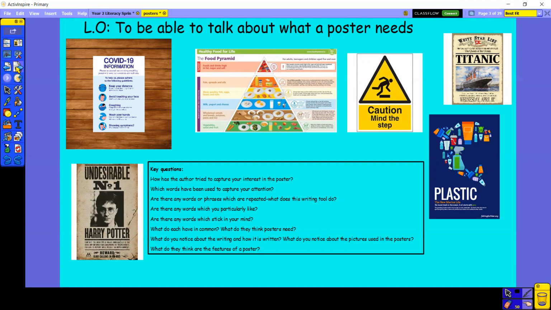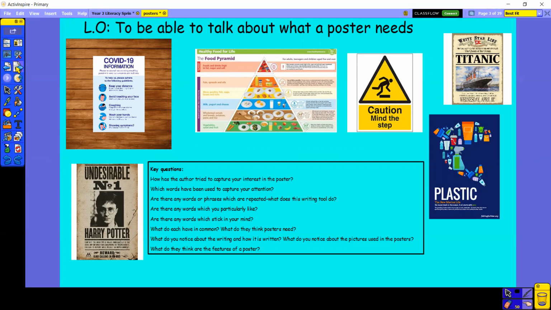Number 6, what do each of these posters have in common? What do you think posters need? Number 7, what do you notice about the writing and how it's written? What do you notice about the pictures that might have been used in the posters? And the last question is, what do you think the features are of a poster? So you can use all of those questions to help discuss what you think all of these posters have in them.